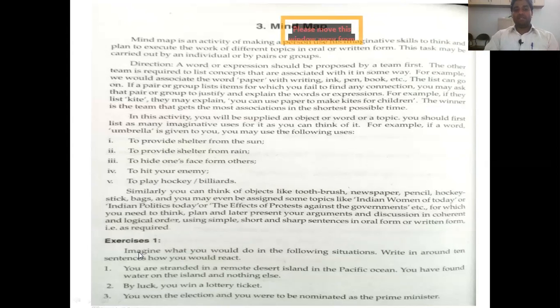Some of the imagination exercises are the following situations. You are stranded on a remote desert island in the Pacific Ocean. You have found water on the island and nothing else. Second one, by luck you win a lottery ticket. And third one, you won the election and you are nominated as prime minister. These are the exercises given in a mind map, and you should write in your own words what the uses are in these topics. So this is about mind map.